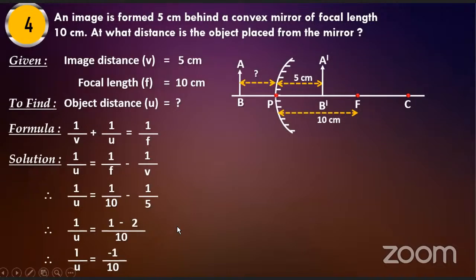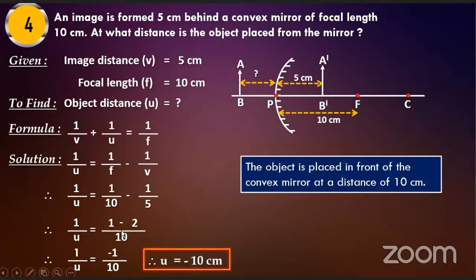Then u is equal to minus 10. So the object is placed in front of the convex mirror at a distance of 10 centimeters. So the answer is minus 10 here. We have to write this point after solving the problem. Don't say minus 10 centimeters, because distance is not negative. The negative sign indicates opposite direction. That's it, so I think this question is over.